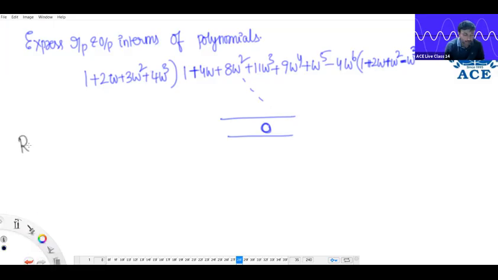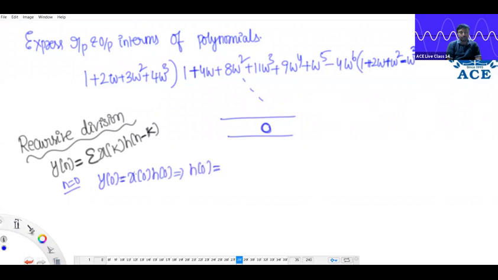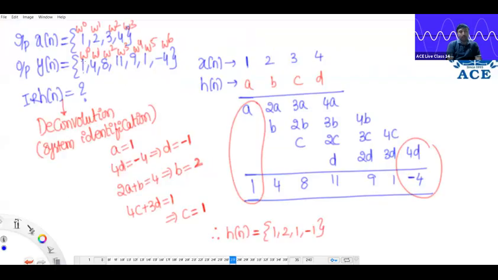Here we have one more method. Just observe, no need to note down. It is called recursive division. Recursive division means from the original definition we are solving it, from the original summation formula: sigma x of k h of n minus k. N value 0 means y0 equals x0 into h0. So what is the h0 answer, sir? y0 divided by x0. Output at 0 is 1, input at 0 is 1.